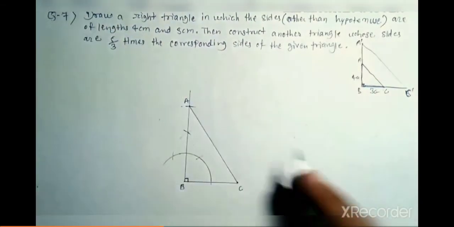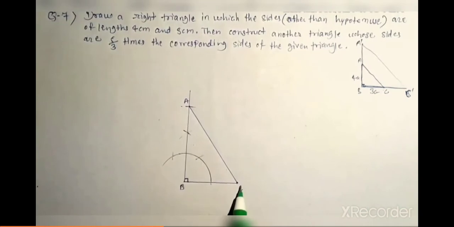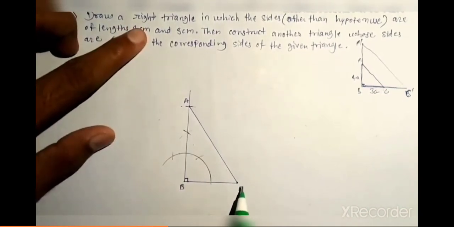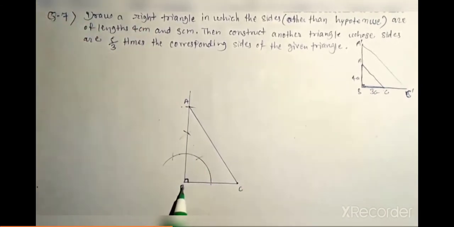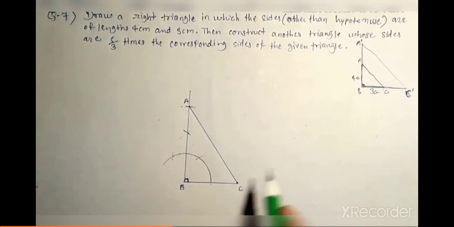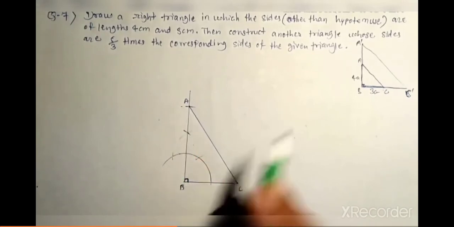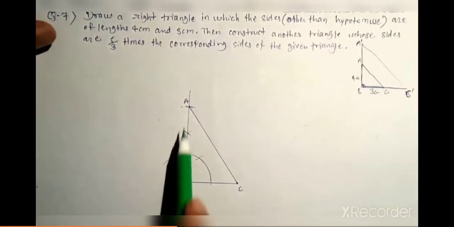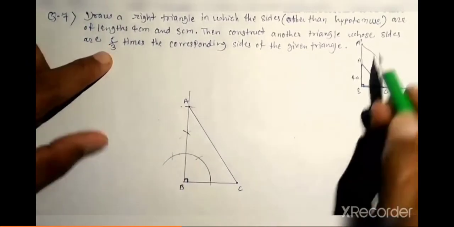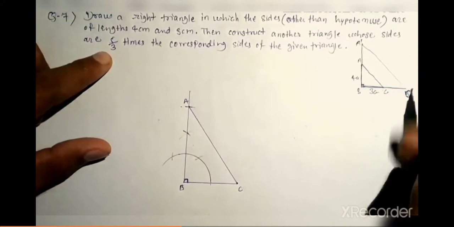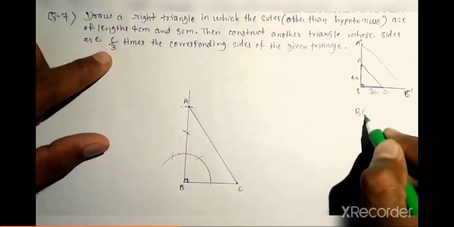After joining, you have to construct a similar triangle. Now this is a right angle triangle. They told us to construct a right angle triangle, and now we have to construct another right angle triangle that should be 5/3 of the given triangle. How is it going to be? So now ABC is the triangle, and we have to construct A dash B C dash, which will be 5/3 of ABC.